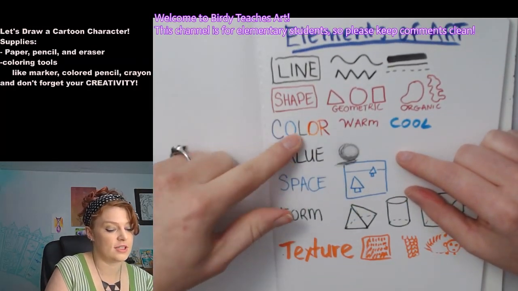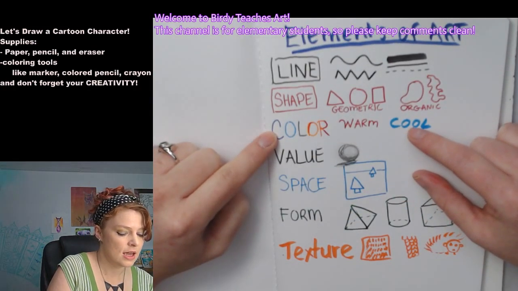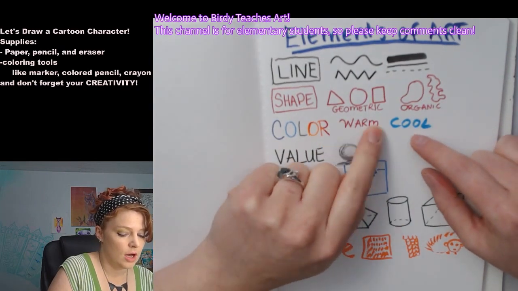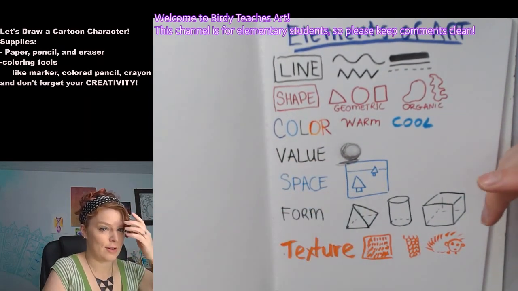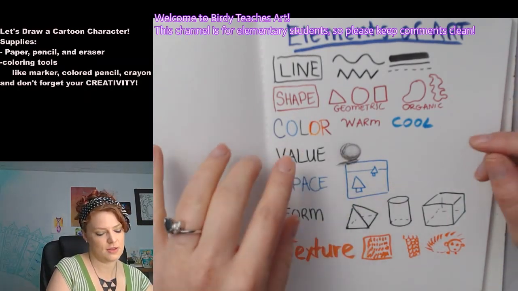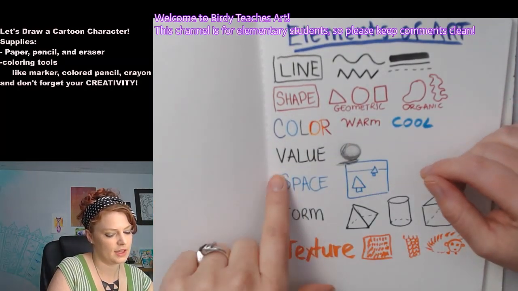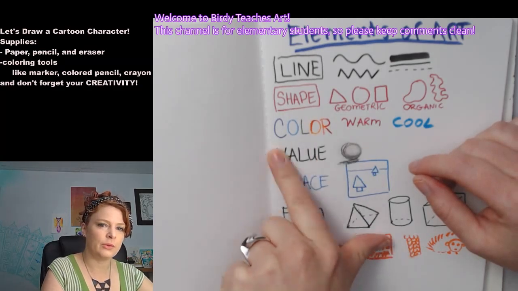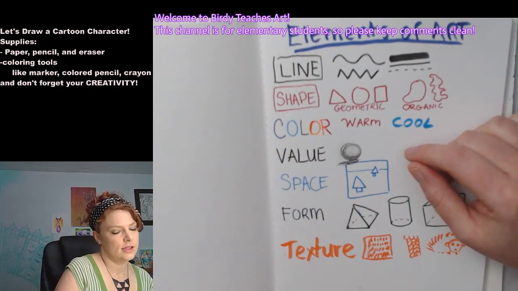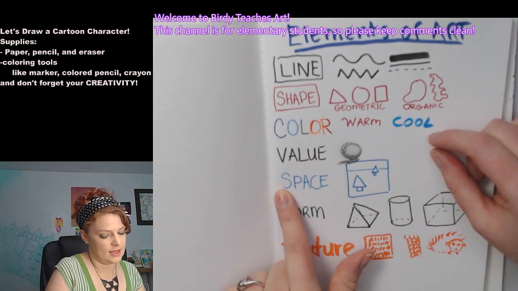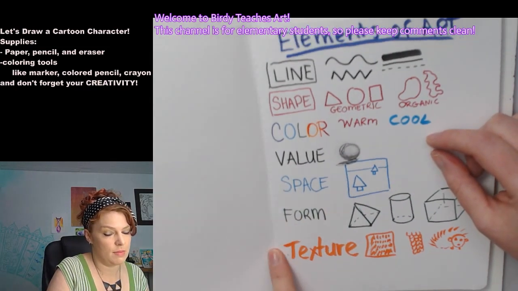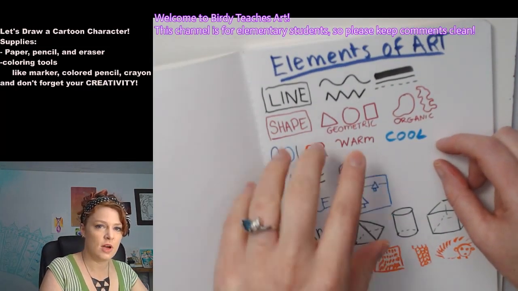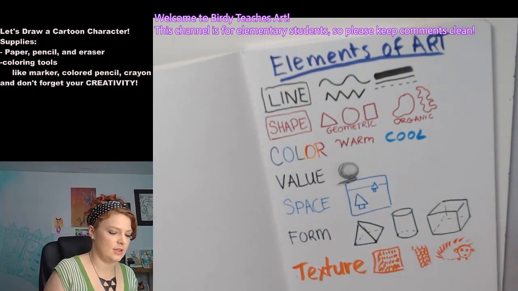Color, of course, is something that we're going to be using today. We're going to be using maybe some warm and cool colors. We're also thinking about complementary colors and some other things, and we'll talk more about that later. Okay, value. We're not going to really get into value today. We might get into space. We're not really going to get into form today, but we might get into texture. Okay, so these are the elements of art.